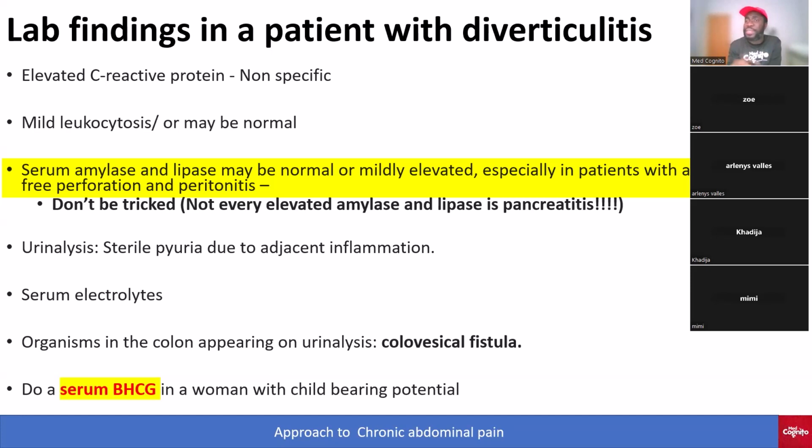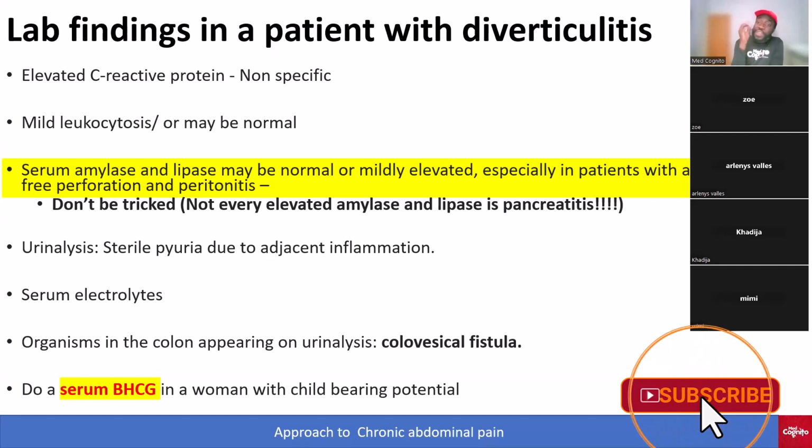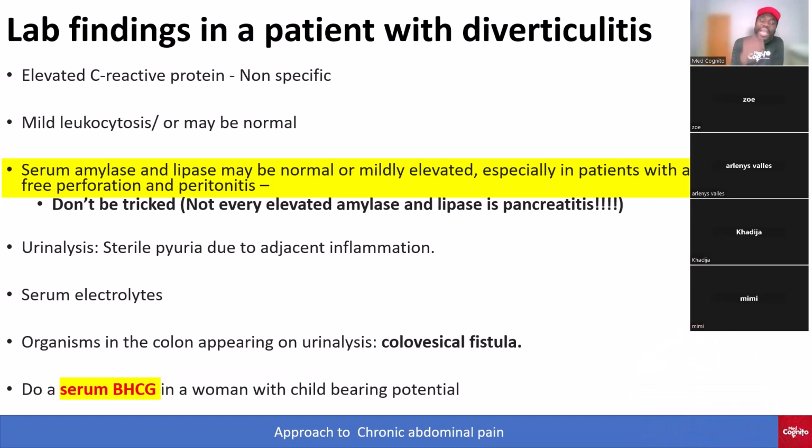Serum amylase and serum lipase are usually expected to be normal in diverticulitis. However, if the patient has perforation or peritonitis, serum amylase and serum lipase may be high. Let me take it again. Under normal circumstances, regular run-of-the-mill diverticulitis, serum lipase and serum amylase should be normal. However, if the patient has peritonitis or free perforation, then amylase and lipase may be elevated.